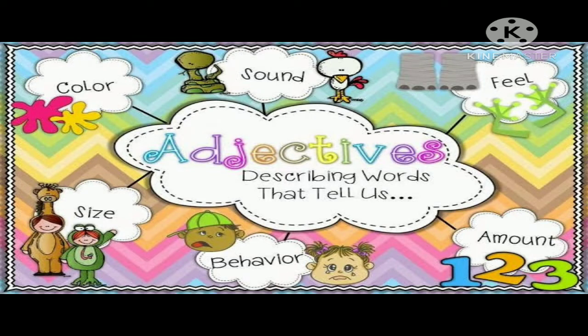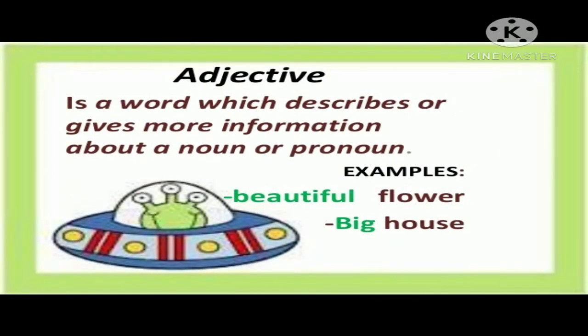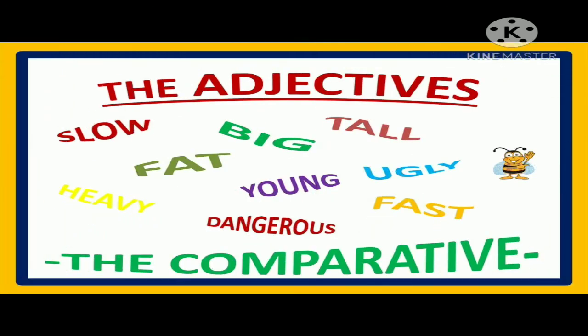of a noun. For example, beautiful flower. Flower is the noun, name of a thing, and what is its quality? It's beautiful. So beautiful is the adjective. Next example, big house. House is the noun here and its quality is that it's big. So big is the adjective. More examples of adjectives are slow, tall, fat, young and so many.